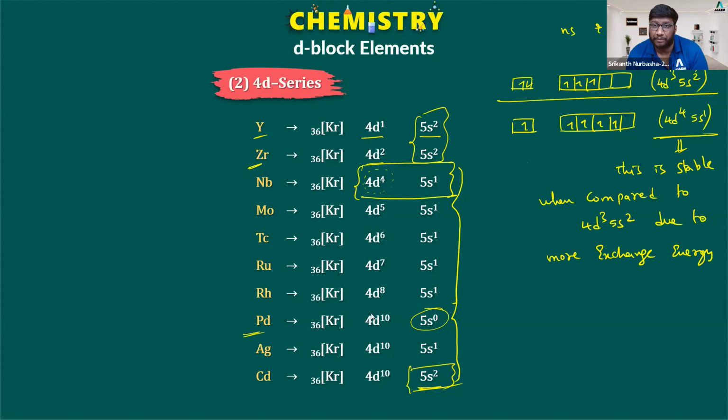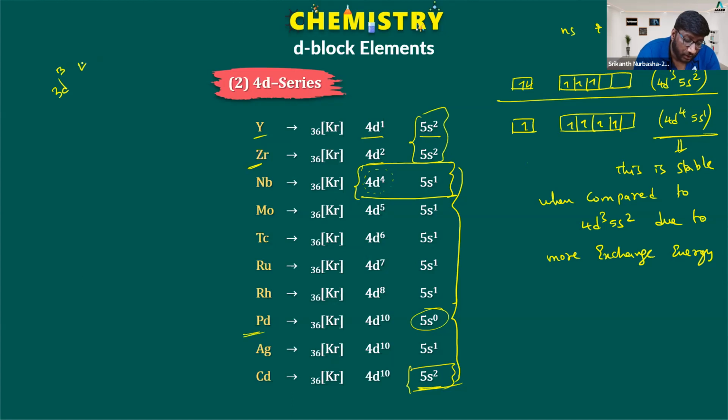Yes, Nandana. Sir, for niobium, you said 4d4 has more exchange energy, that's why that's the configuration. Why isn't this applicable for 3d3 and 4s2? Why can't we write it as 3d4 and 4s1? Yeah, that's what, no? So, very good question, Nandana.